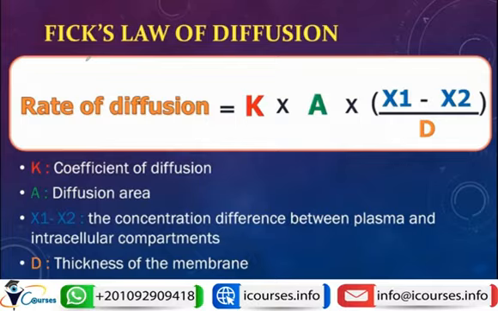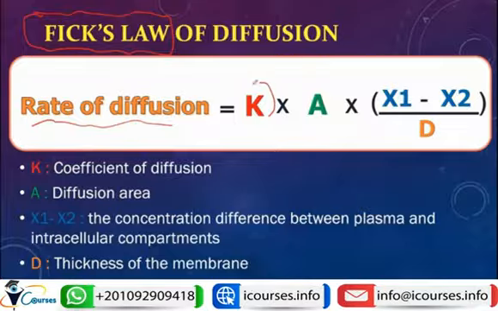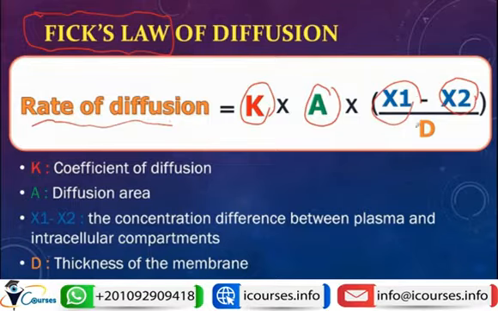The diffusion all over the body is controlled by a principle or law called Fick's law. Fick's law of diffusion states that the rate of diffusion is equal to a constant called the coefficient of diffusion, multiplied by A, the diffusion area, multiplied by the difference between the concentration of the drug in the plasma and the drug inside the cell. So this can be a drug or can be anything. Divided over the thickness of the membrane.